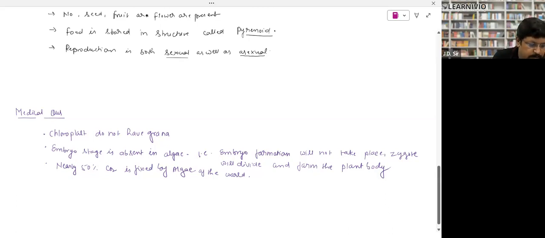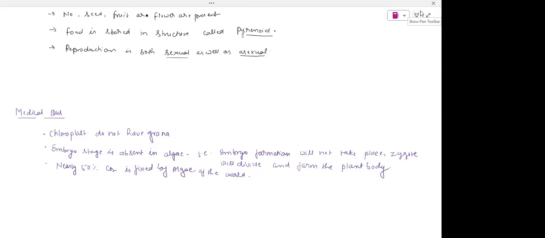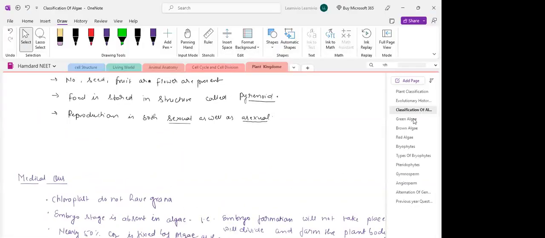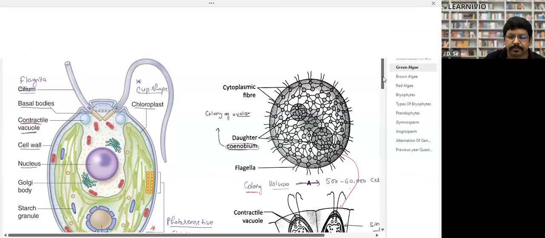And now we'll start one by one. So these were the important points. Note it down, Martin, these extra facts. Yes, Martin. Did you note down? Yeah, I noted down. Then come to the green algae. We'll discuss one by one.